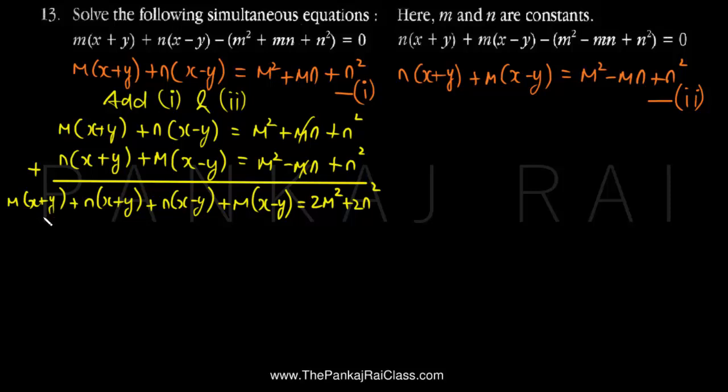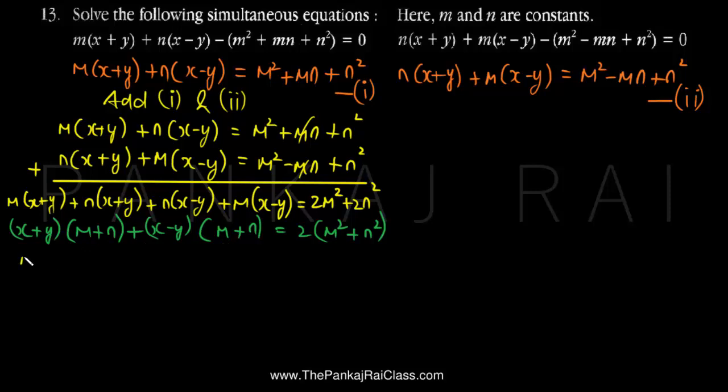As you can see over here, x plus y is common. So we would be having (x plus y) times (m plus n) plus, over here you can see x minus y is common, so we will have (x minus y) times (n plus m), that can be written as m plus n, is equal to, here we are having 2 common, so 2 times (m square plus n square). Now in the next step, you can see that m plus n is common, so let us take m plus n common, and we would be having (x plus y plus x minus y) is equal to 2 times (m square plus n square).